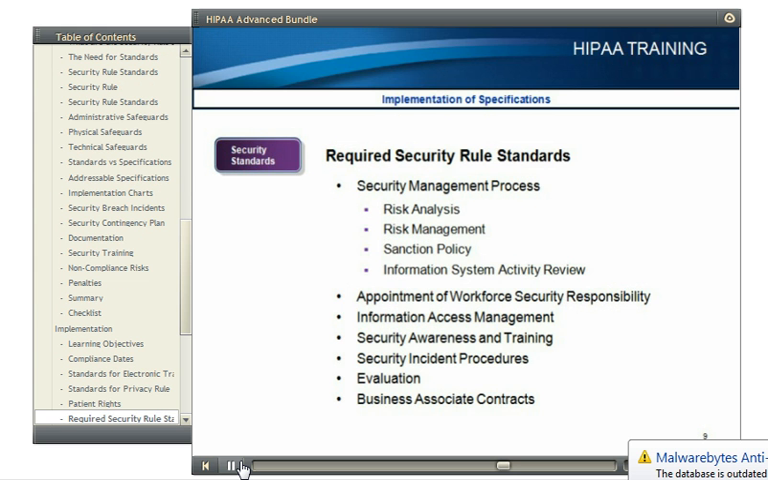Required security rule standards. Security management process. Risk analysis, risk management, sanction policy, information system activity review. Appointment of workforce security responsibility. Information access management. Security awareness and training. Security incident procedures. Evaluation. Business associate contracts.